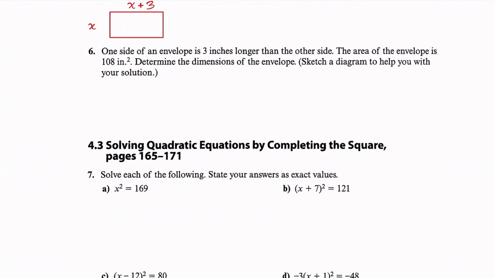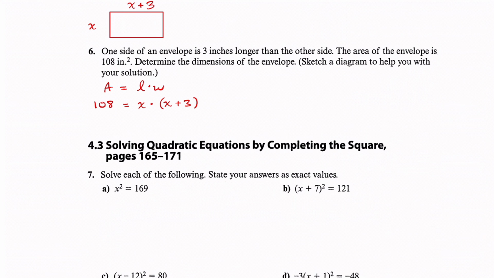The only other piece of information that we had was that the area was 108 inches squared. So I'm going to start with area. I know area of a rectangle is length times width, and then I'm going to fill this in. So my area is 108 inches squared. My length I will say is my x, and then my width I will say is my x plus 3. Make sure you put that in brackets.